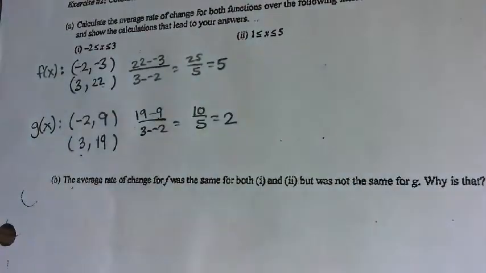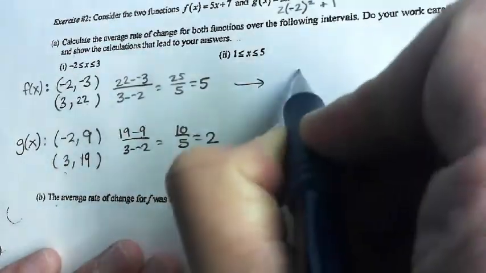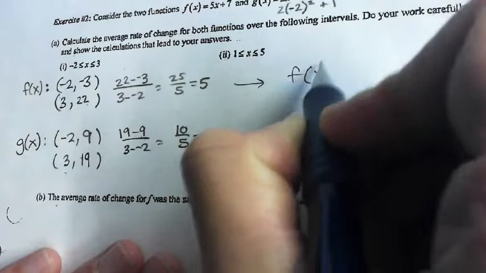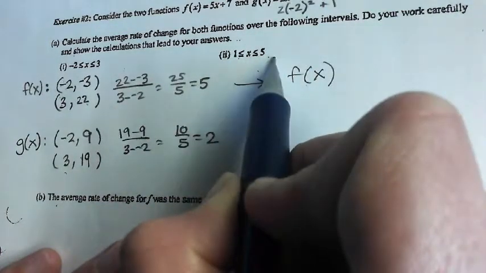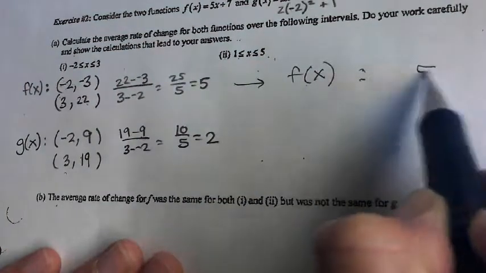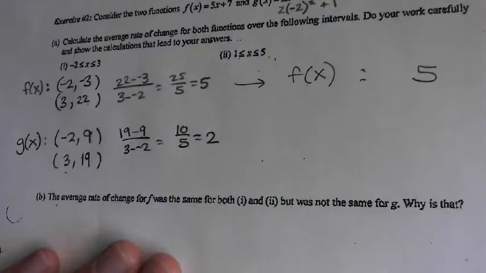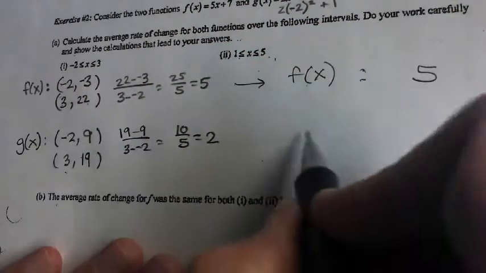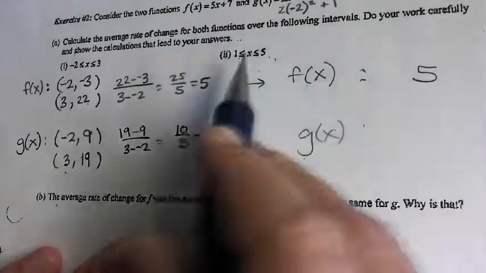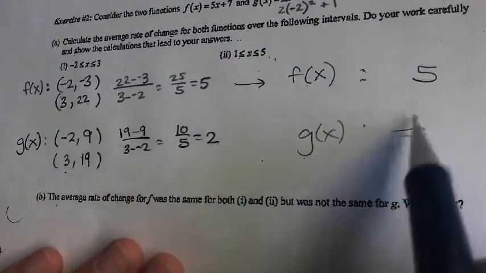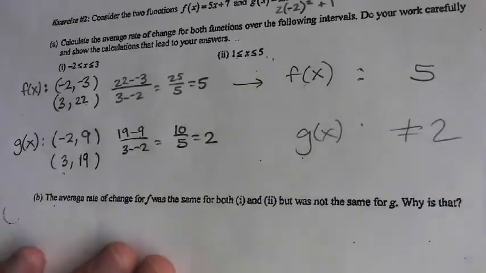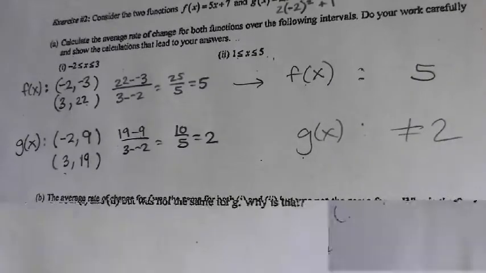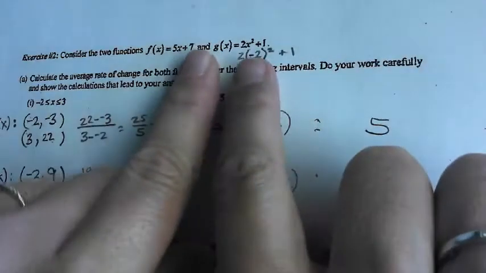Now we're not going to do it because I don't want to waste the time on it. But if we were to find the average rate of change on f of x from 1 to 5, we would also get 5. If we were to find the average rate of change on g of x from 1 to 5, it would not equal 2. I'll tell you that. Question is why? Look at your functions.